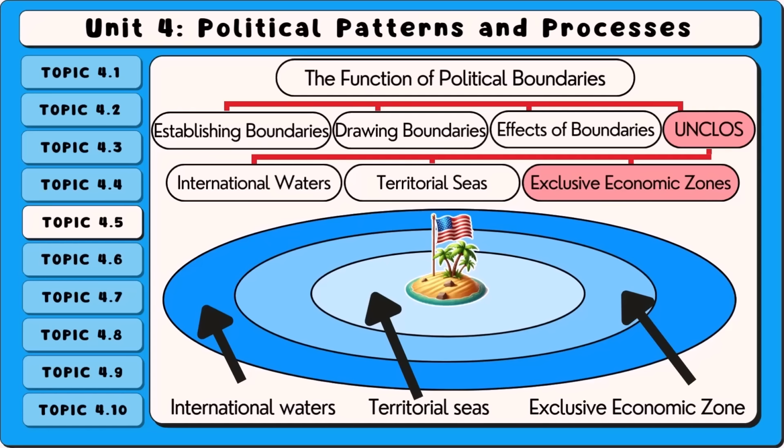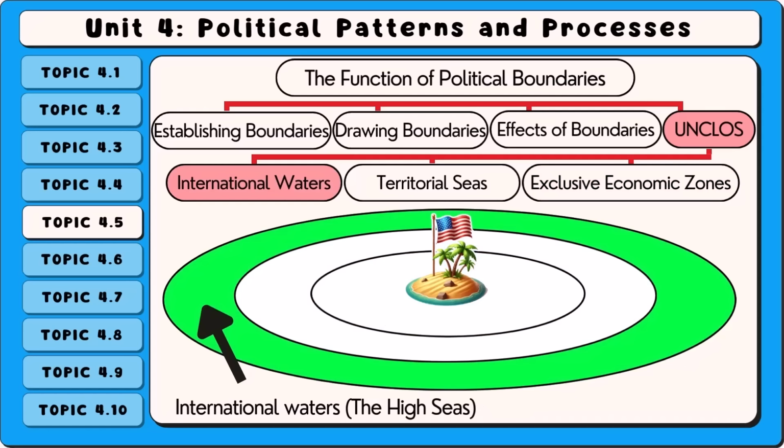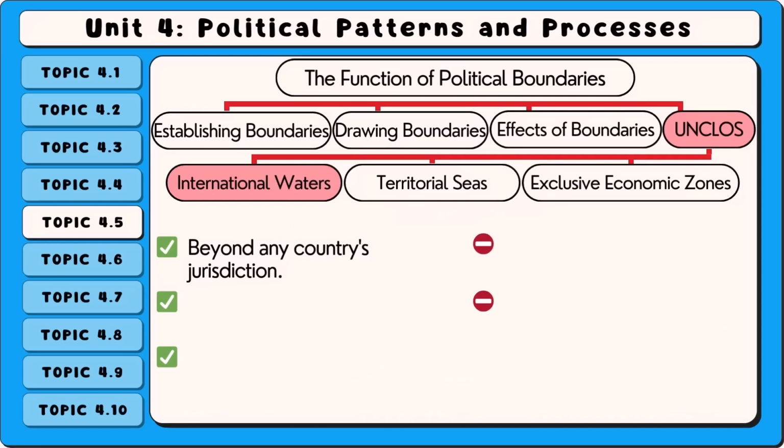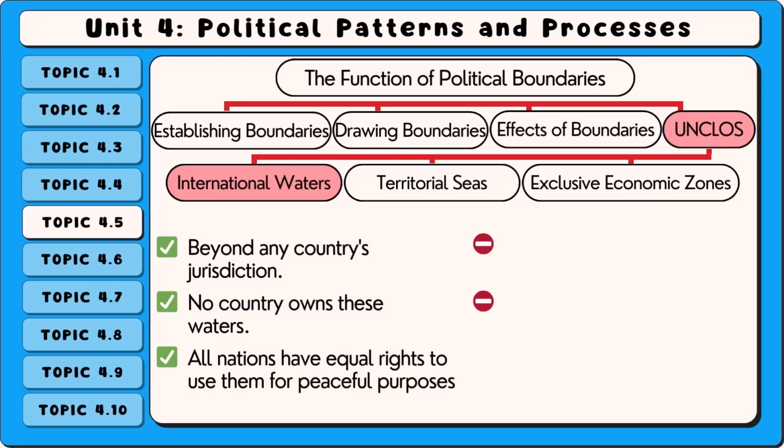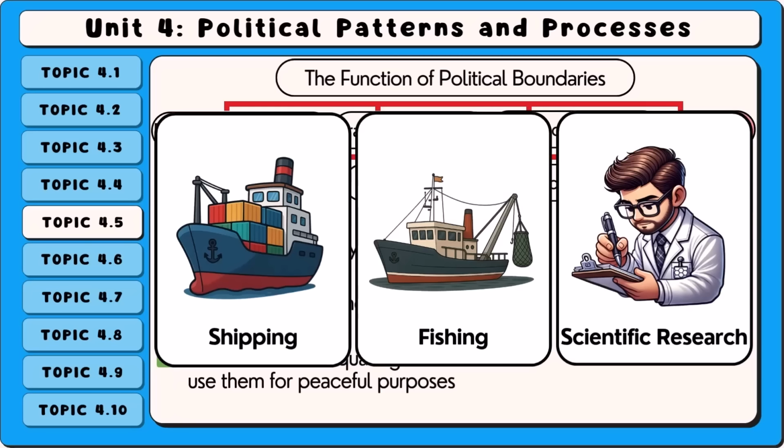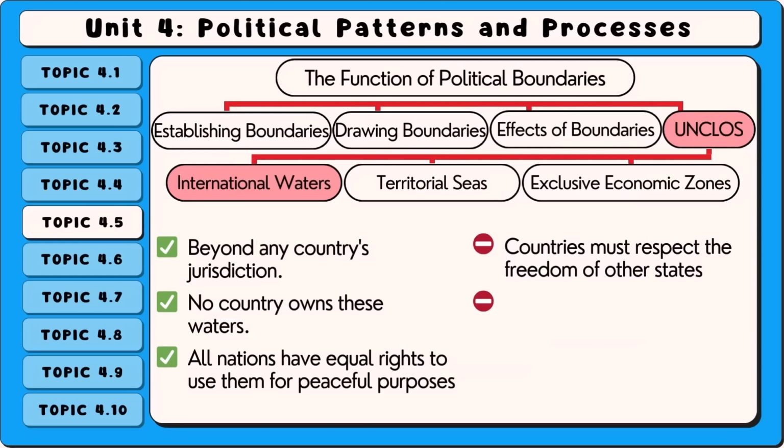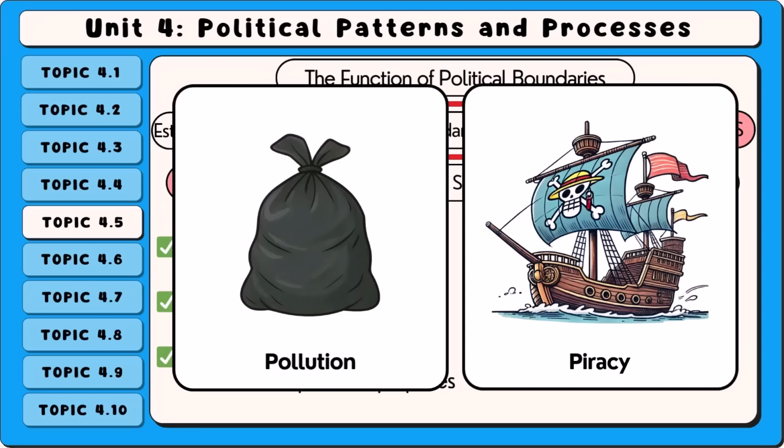Let's explore each one. International waters, also called the high seas, lie beyond any country's national jurisdiction. The Convention on the Law of the Sea says that no country owns these waters. All nations have equal rights to use them for peaceful purposes like shipping, fishing, and scientific research. However, countries must respect the freedom of other states and avoid harmful practices like pollution or piracy.